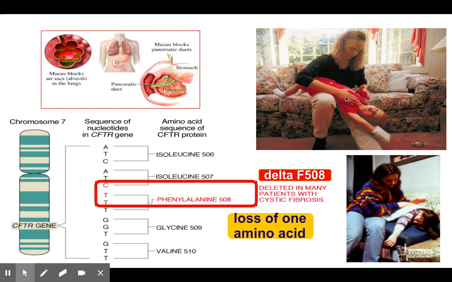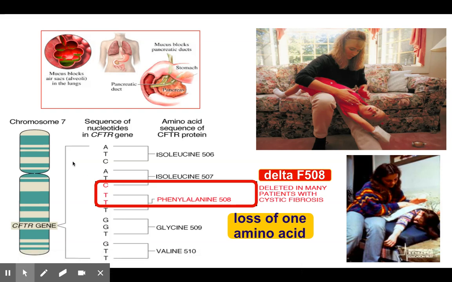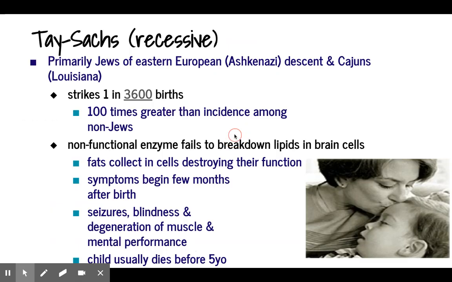As we can see here, the mom is patting down the chest to help loosen up the mucus. This is all due to a deletion of an amino acid. It's found on chromosome number 7, the CFTR gene, and phenylalanine, as we see here, is deleted. So this here is a mutation in the gene.